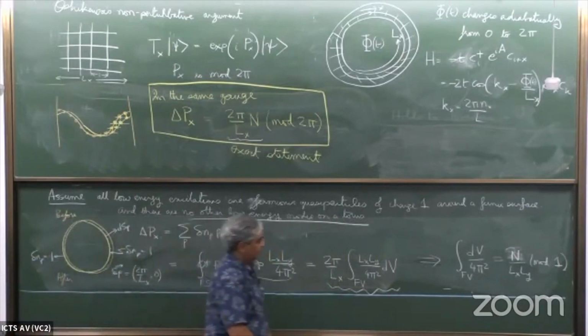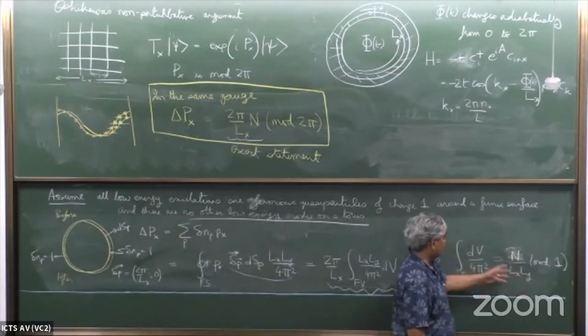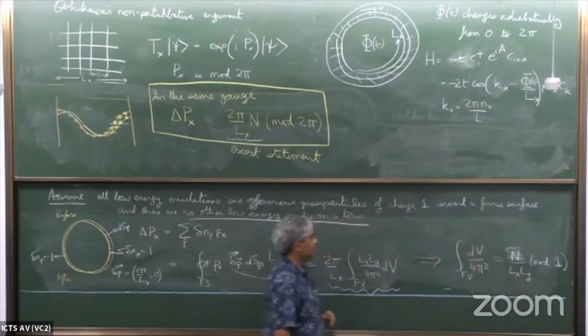And this has the right units. This is units of 1 over area. This is also units of 1 over area. Okay.